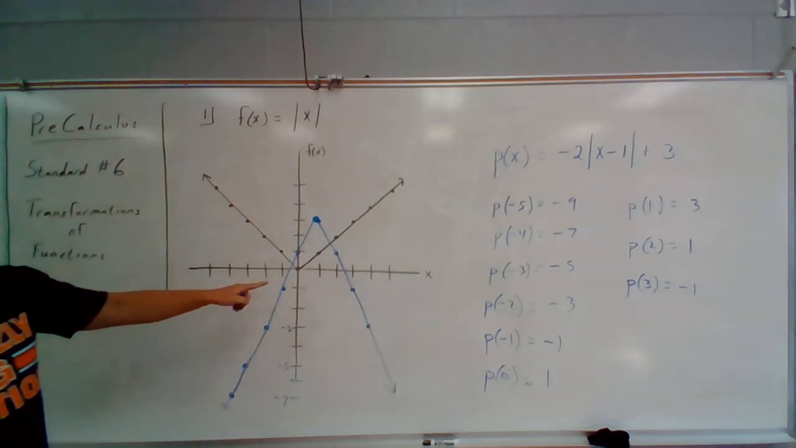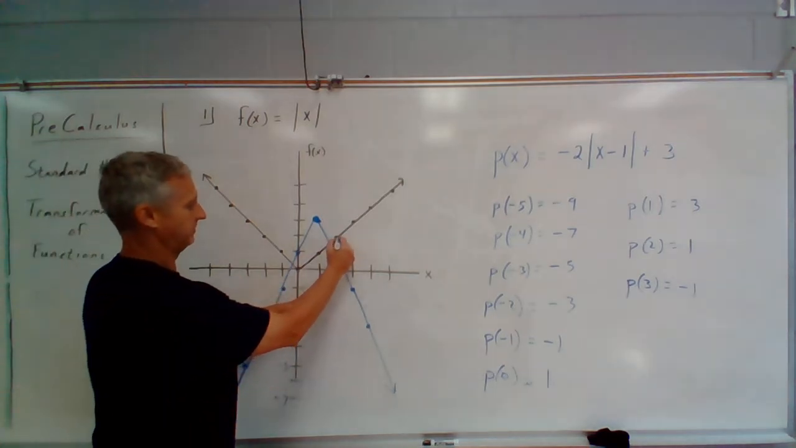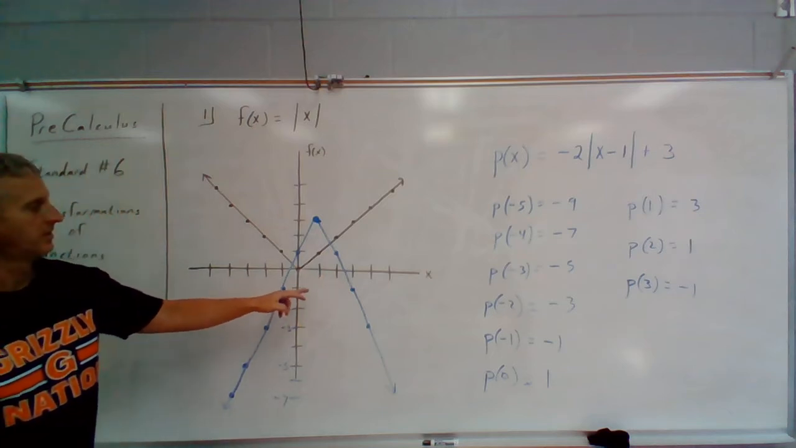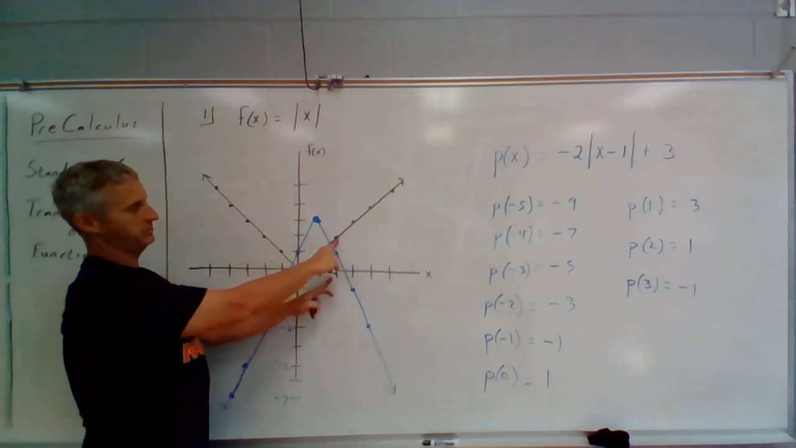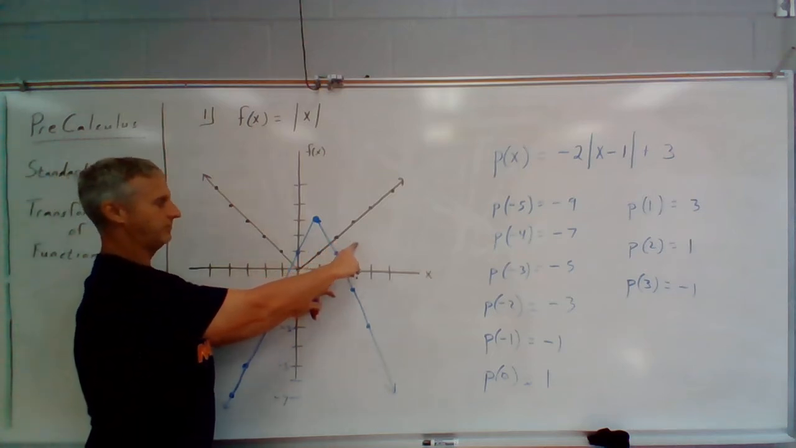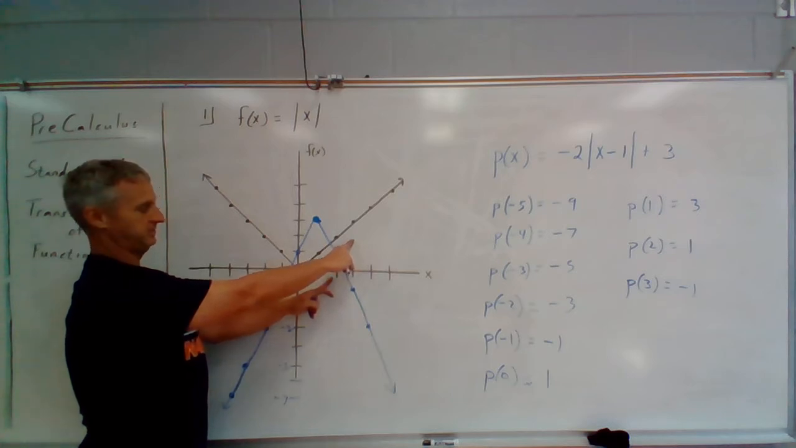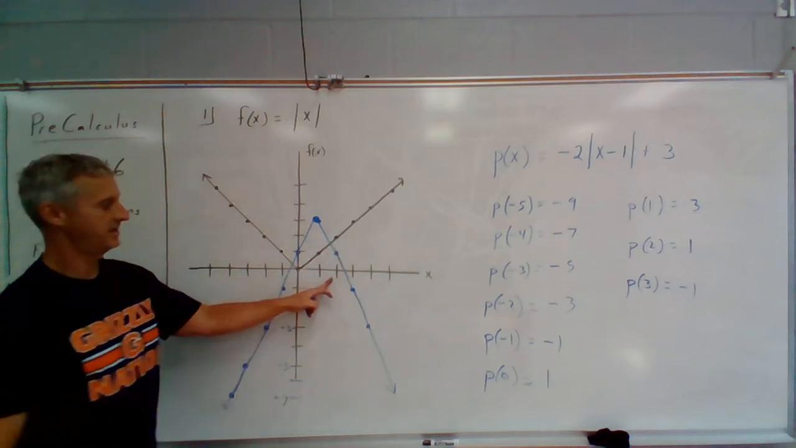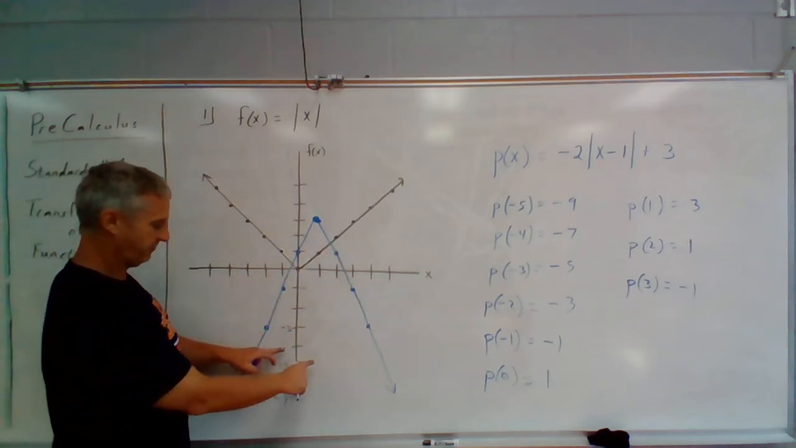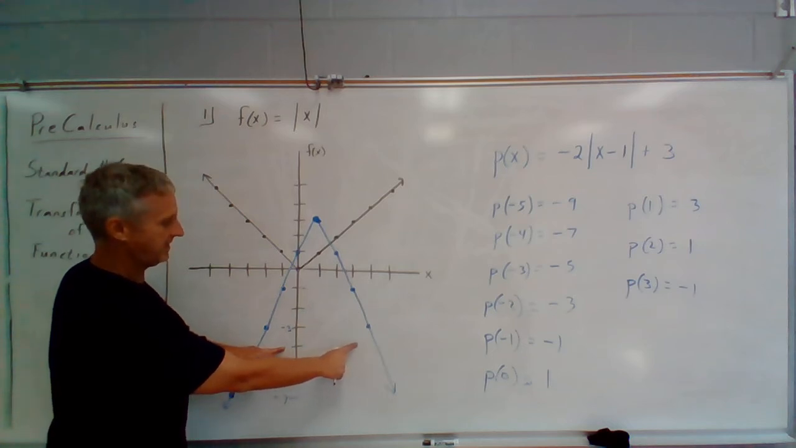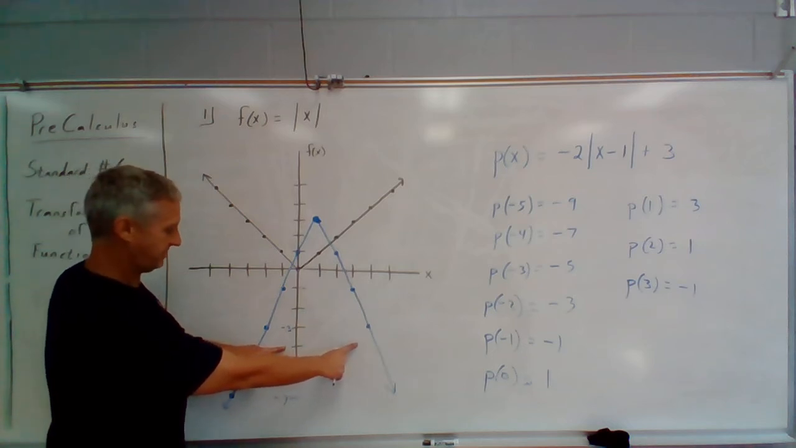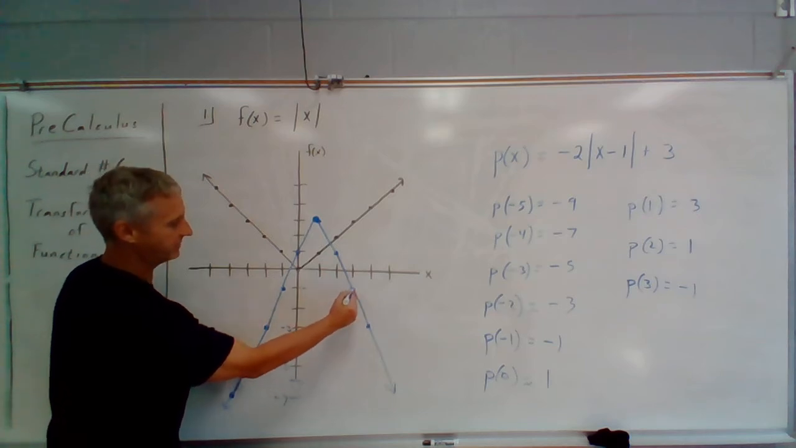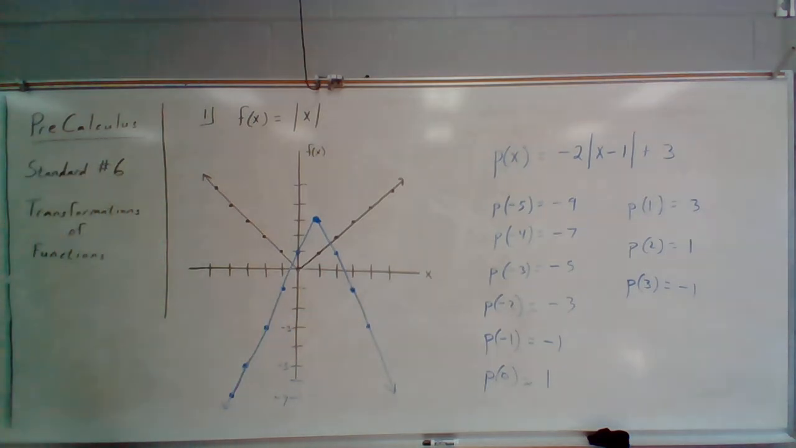Okay, let's take a look at this point, 2, 2. Okay, so this point, 2, 2, got shifted right 1. So it becomes 3, 2. The y value got multiplied by negative 2, so it became 3, negative 4. And then it got shifted up 3, so it became 4, negative 1, right there.